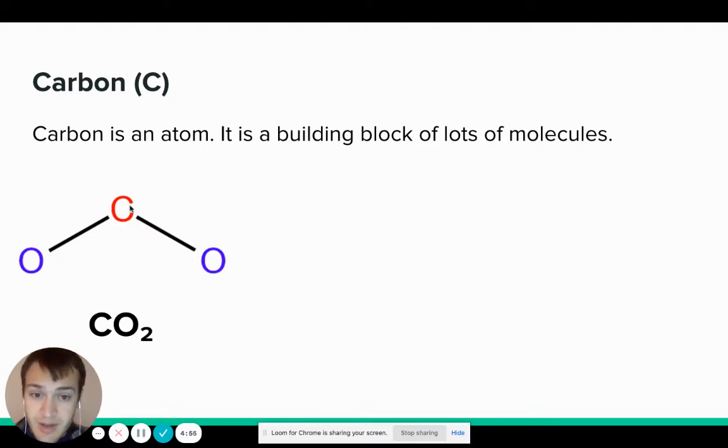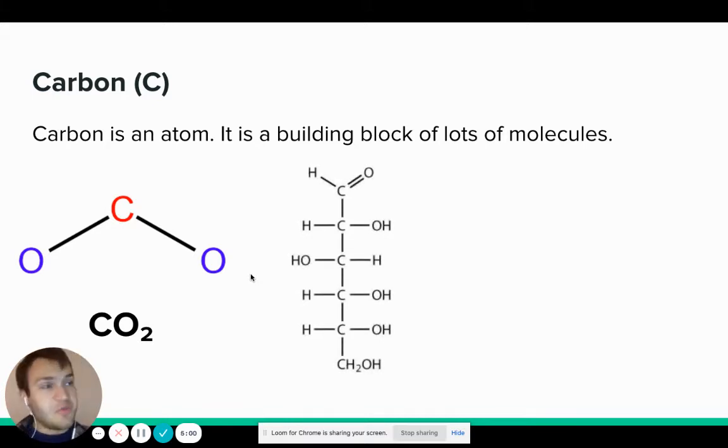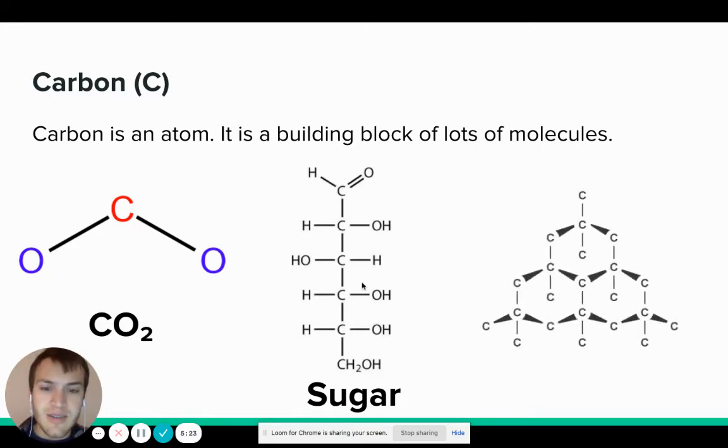So you can see carbon is right in the middle of this carbon dioxide. Here's another molecule that you've definitely never seen before, but you know all about it. Again, we've got some carbon in the middle, and then we've got some oxygen and some hydrogens. This is sugar. And so again, sugar has carbon inside of it. And then the one other molecule that I wanted to show you is just carbon. All you see is C's. This is actually a diamond.